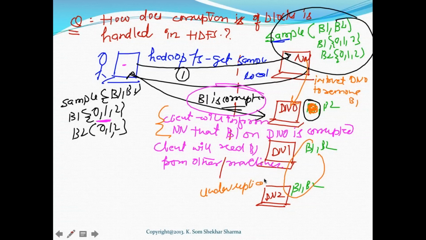And as soon as the block B1 is removed, it will be under replicated. And just now we have learned that in an under replicated scenario, the name node will instruct some other data nodes to replicate the blocks on the machine. So let's say we have a third machine, so it will be replicated on that machine, and it will bring the replication factor back to the normal level. So this is how the corruption of blocks is handled in HDFS.